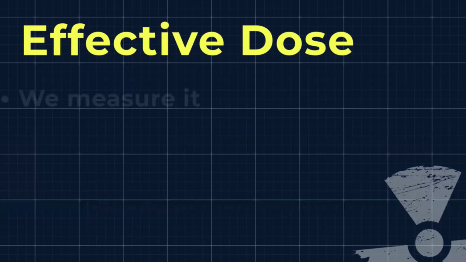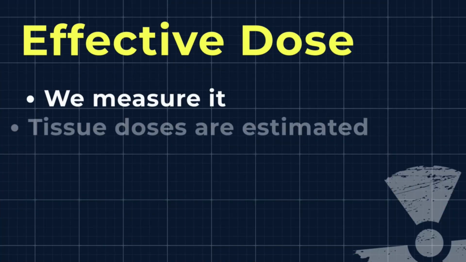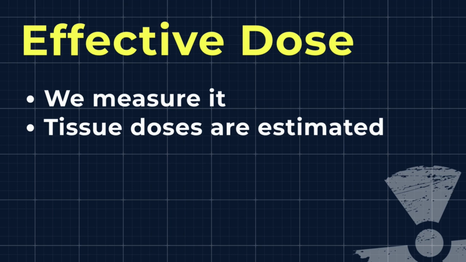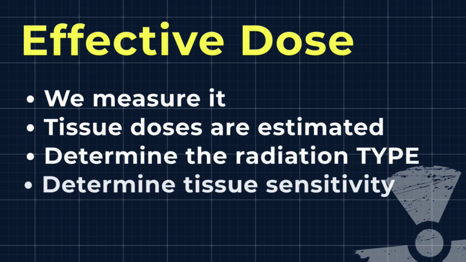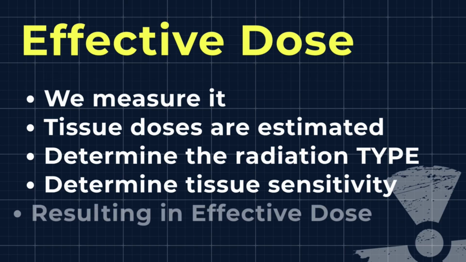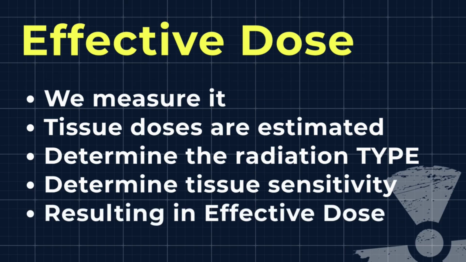This gives us the following progression. First, something is measured. Then organ or tissue doses are estimated. Then radiation type is considered, followed by tissue sensitivity, and the result is the effective dose.